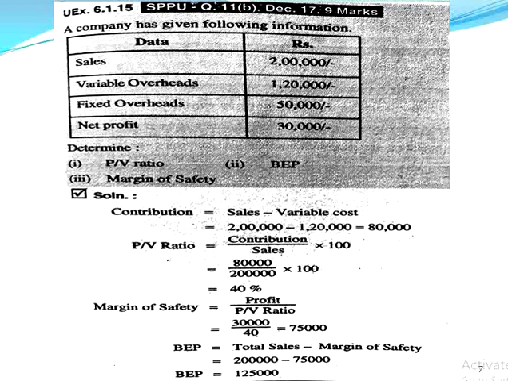Then the margin of safety is the ratio of profit to the profit volume ratio. Net profit given is 30,000, and we already calculated the profit volume ratio, that is 40%. Using this we get the margin of safety, that is 75,000. The break-even point we can calculate as total sale minus margin of safety: 2 lakhs minus 75,000, so the answer is 1 lakh 25,000 rupees.